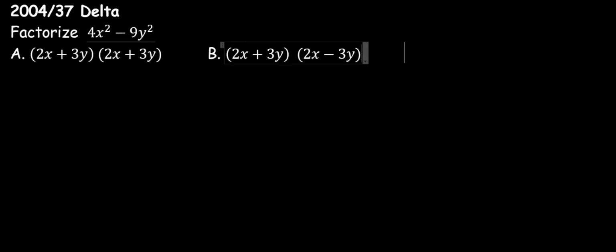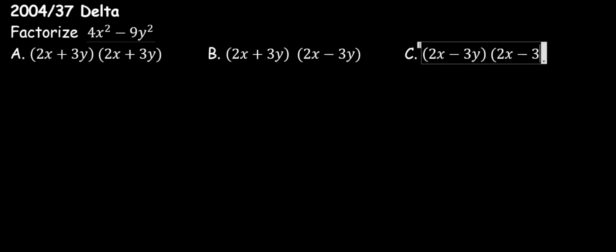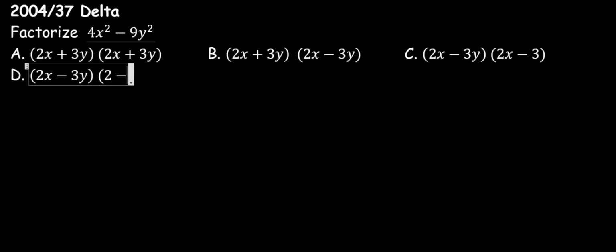Another example. Factorize 4x squared minus 9y squared. The options are given. A, (2x plus 3y) into another bracket (2x plus 3y). B, (2x plus 3y) into another bracket (2x minus 3y). C, (2x minus 3y) into another bracket (2x minus 3). D, (2x minus 3y) into another bracket (2 minus 3y).